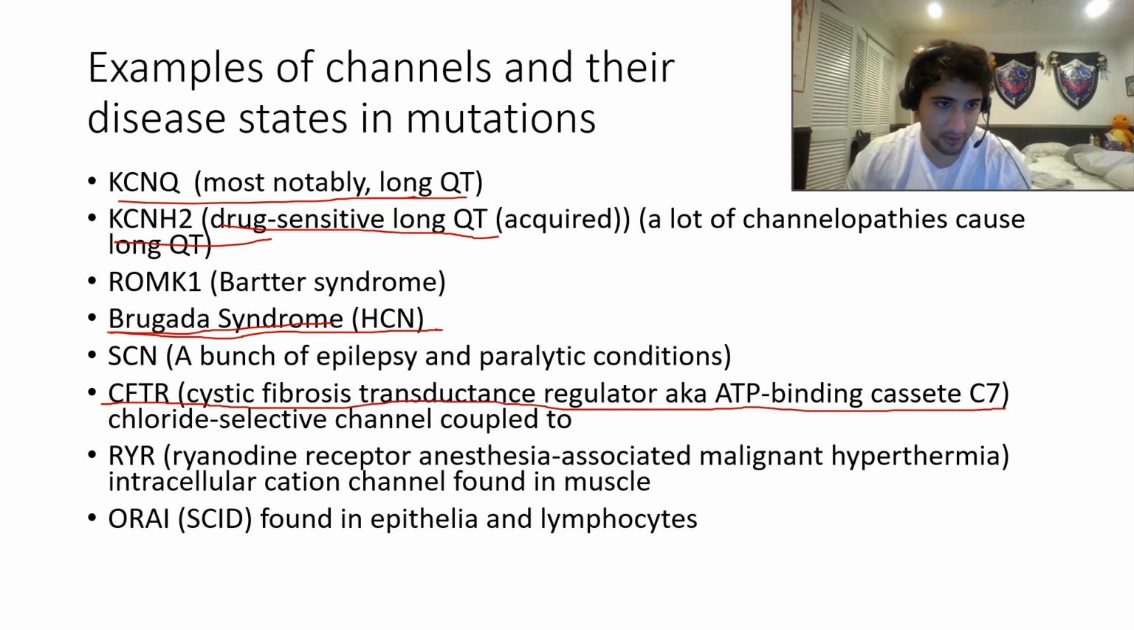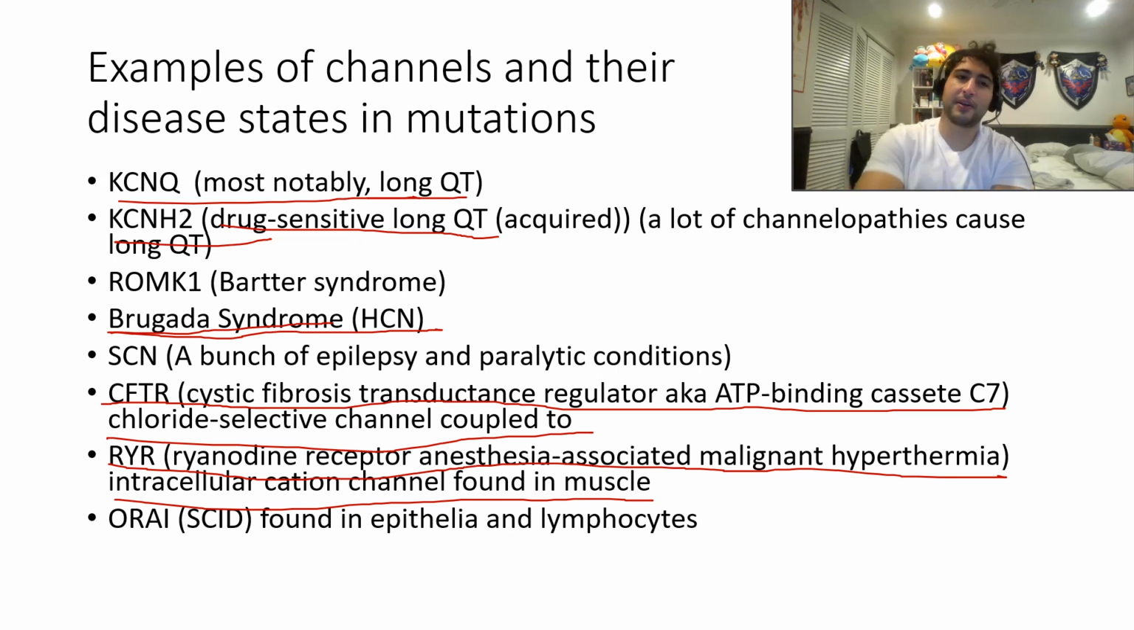This is a very important mutation. I'm going to have a whole lecture dedicated just to cystic fibrosis. All right. So here you have the ryanodine receptor. This is important as well. That's the last one I want to emphasize. These are commonly testable, but the only real channels you have to memorize are probably going to be these two here: CFTR for cystic fibrosis and the ryanodine receptor for malignant hyperthermia.